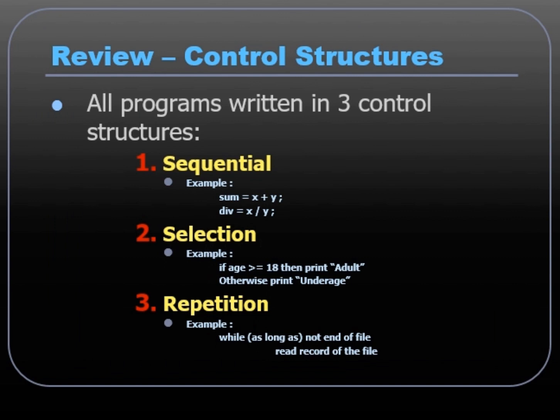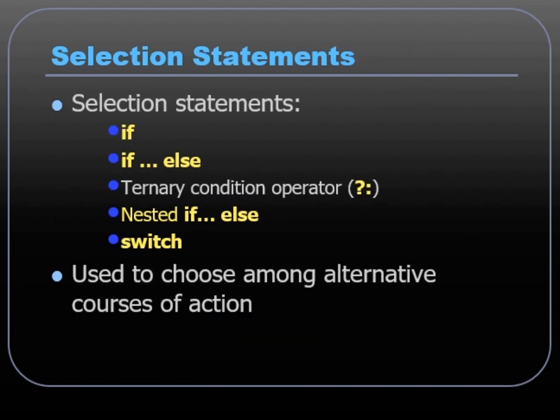Repetition is doing something repeatedly, again and again, and for a while. It can be either sentinel loops, which run according to a condition, or counter-based loops, which run according to how many times it has looped, how many times it has repeated. So let us look at selection statements.